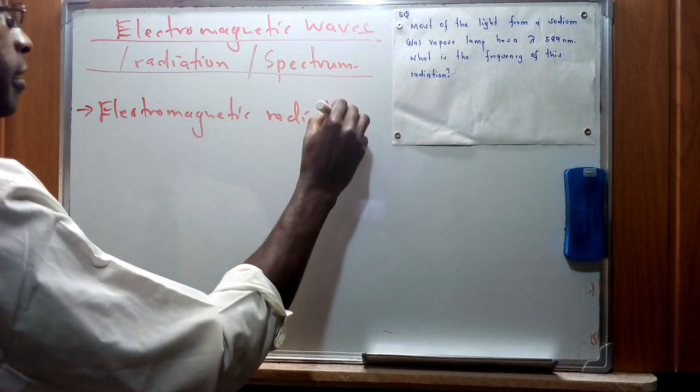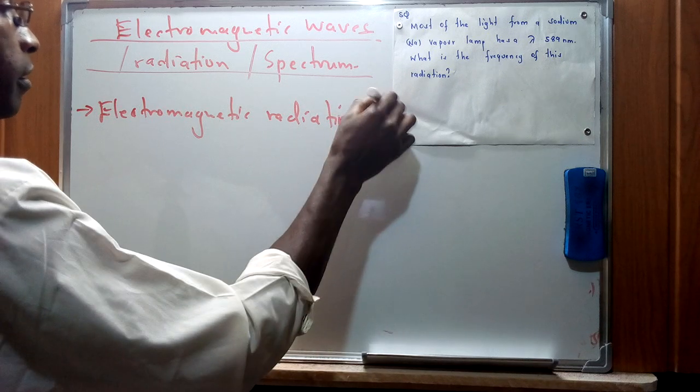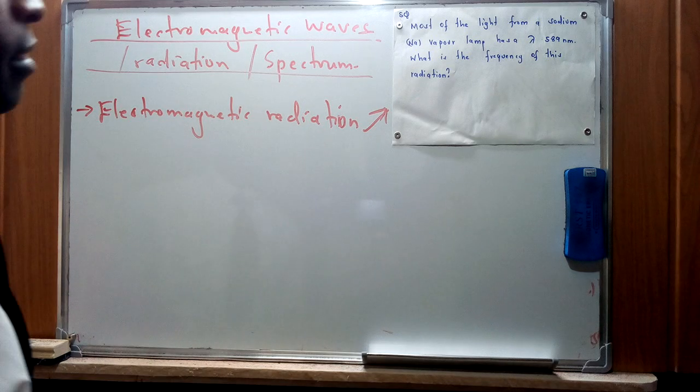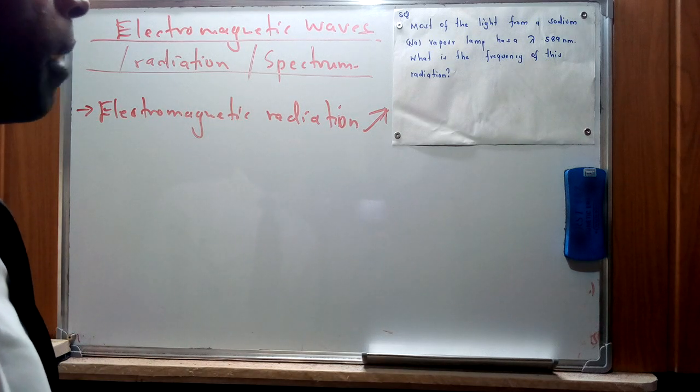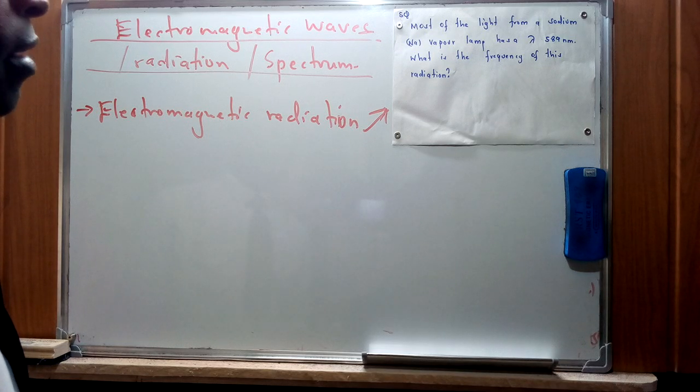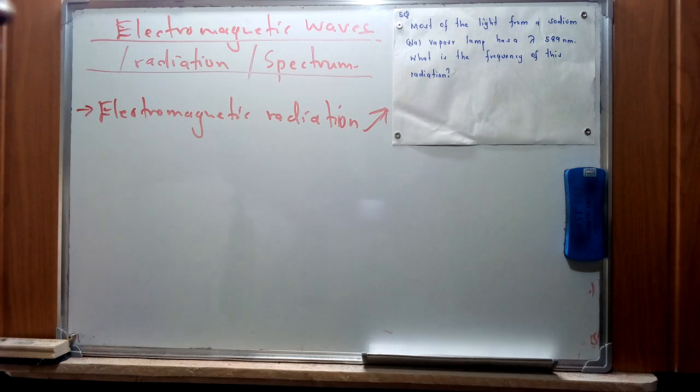Which basically will lead us to solving our sample question that we've got on the board, which says: most of the light from a sodium vapor lamp has a wavelength, lambda, of 589 nanometers. What is the frequency of this radiation? In order to solve this kind of question, we need to know some of the characteristics of these electromagnetic radiations and how we can describe different forms of electromagnetic radiation.